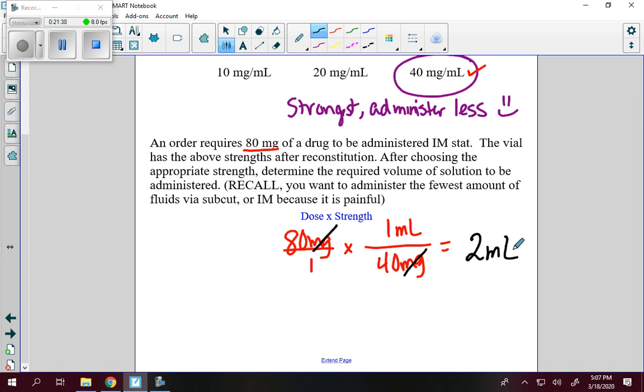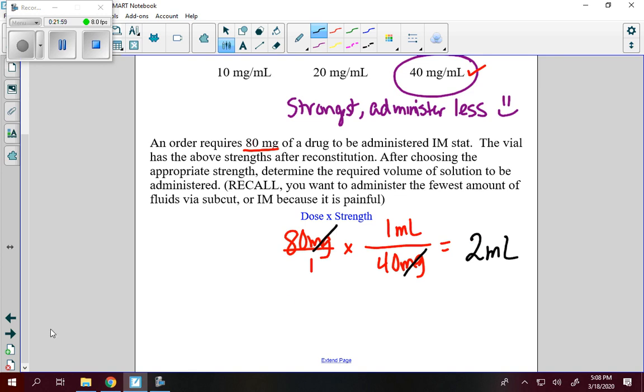Which makes sense. If you needed to give 80 milligrams and you gave 20 milligrams per milliliter, then you would be giving 4 milliliters. And that's double that. That would be painful. Likewise, if you needed 80 milligrams and you used 10 milligrams per milliliter, you diluted it very much, then you would have to be giving 8 milliliters of intramuscular drugs instead of 2.